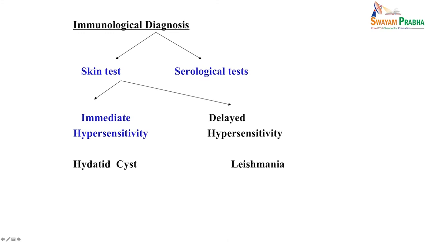Or most often we depend on immunological diagnosis. Now, what is immunological diagnosis? Either you will look for serological tests, that is, antigen detection, or antibody development against them. Or you are looking at a skin test. Now, a skin test is done to look for hypersensitivity, which could be either immediate hypersensitivity, which is seen in cases of hydatid cyst, or delayed hypersensitivity, which is seen in case of leishmania.